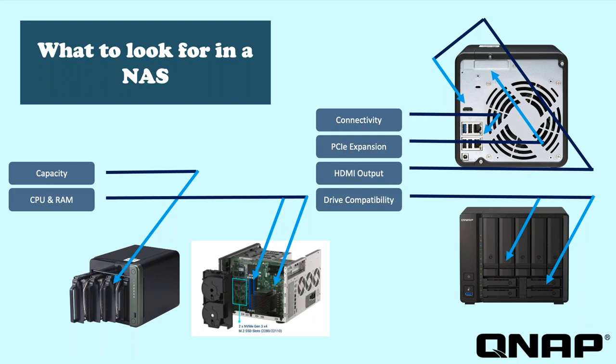Starting with capacity. First, you need to decide how much storage you require, and based off that, you can decide the number of bays to choose. For example, if you require a high level of storage, maybe 10 terabytes or 20 terabytes and above, then you may need to get a higher bay NAS, so you can have more capacity. A 4-bay NAS can now support up to 18 terabytes on each bay, so that can give you a high capacity. Having a higher bay NAS gives you higher capacity, and it also gives you the flexibility of choosing your own RAID.